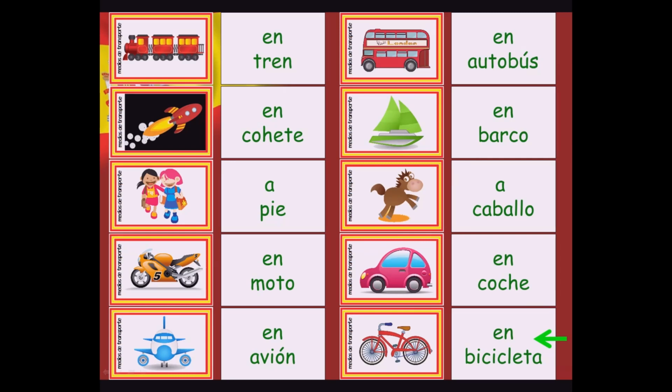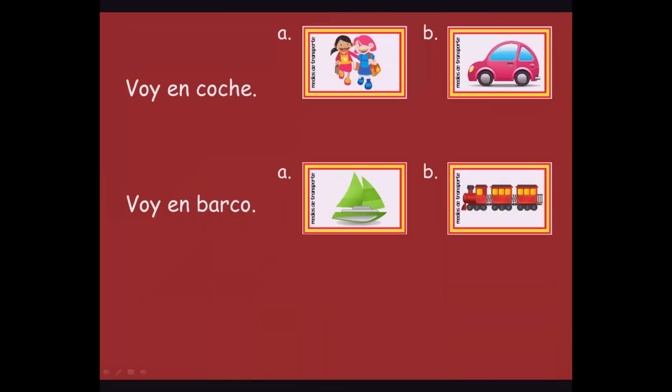So there's our 10 transports that we're now going to be using and putting into our sentences. So to help us to practice them a little bit more, have a look at the sentences that we have on the screen here. All you need to do is to point to the correct one. So voy en coche. Would that be picture A or picture B? Point to the one you think it is. Voy en coche.